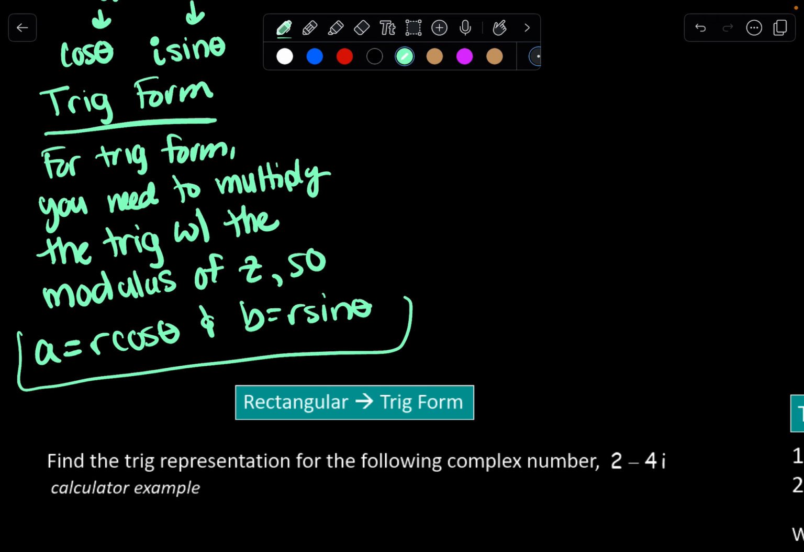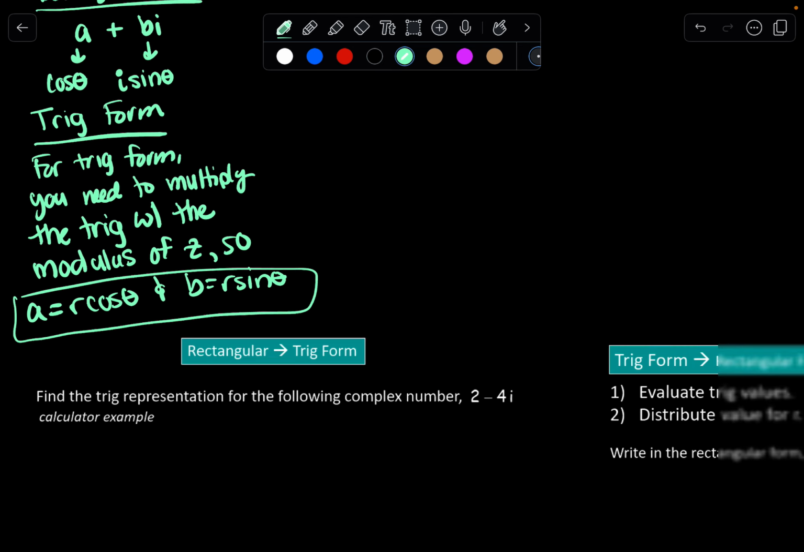So this is one of the most important things that you will learn in this course, because you're going to take it with you for the rest of the year, and you're also going to take it with you to next year for calculus, okay?